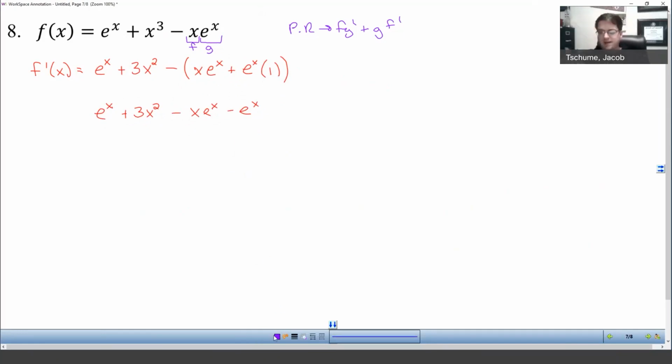And we actually get kind of lucky here that this e to the x and this e to the x cancel and leave us with a final derivative of 3x squared minus x e to the x. So nothing really new from the last couple problems, but I wanted to try to mix in a few things at once and an example where some stuff will cancel in the final answer.